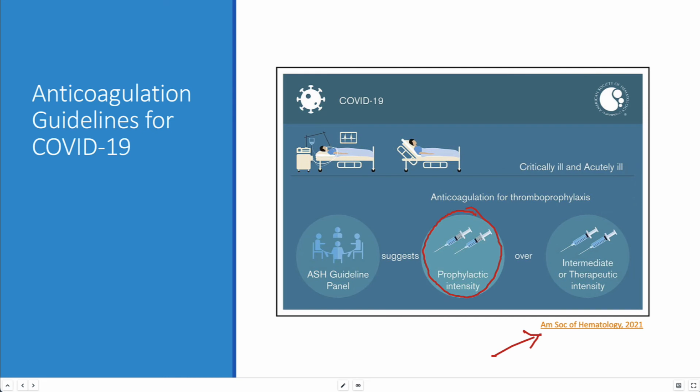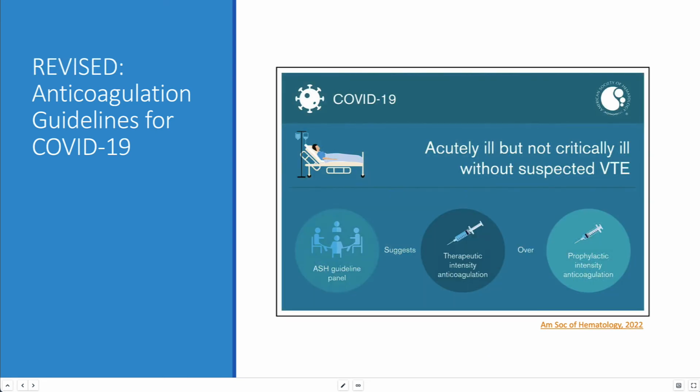But last year, or this year I should say, a study came out that said acutely but not critically ill patients without suspected VTE did better with therapeutic intensity anticoagulation. So now we anticoagulate those people intensively. Now, what it did not show was benefit in the critically ill. We saw that the critically ill did not benefit from therapeutic intensity anticoagulation.